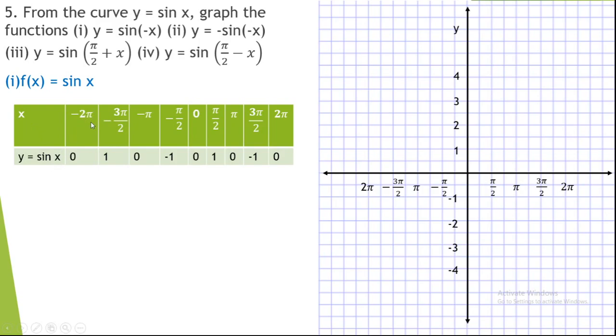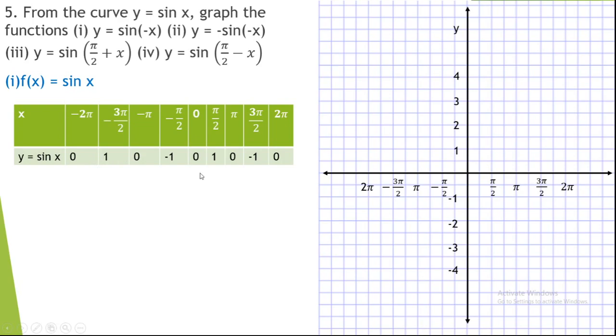Pi is 180. So we have to just substitute the value 0. Sine 0 is 0. You know that. Pi by 2 means 180 by 2, which is 90. Sine 90 is 1, which is also known to you. Minus sine 90 is minus 1. You must learn that. And sine pi, sine 180, is 0. Then sine 3 pi by 2 is minus 1. And sine 2 pi is 0. Sine minus pi is 0. Sine minus 3 pi by 2 is 1. Sine minus 2 pi is 0. So how to write this y value?